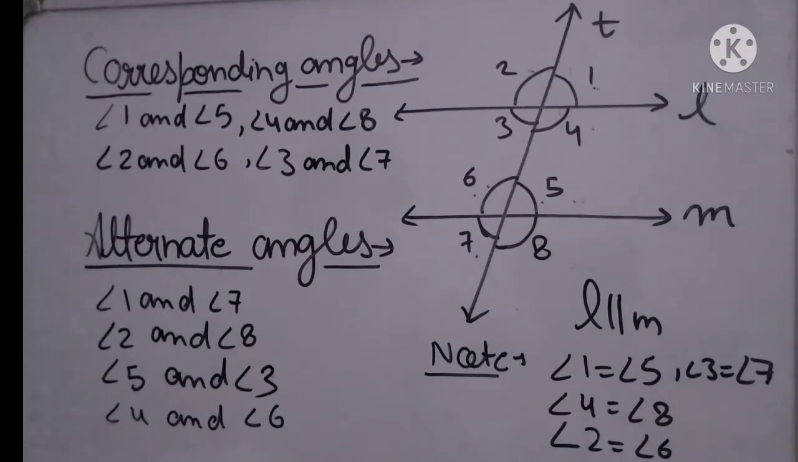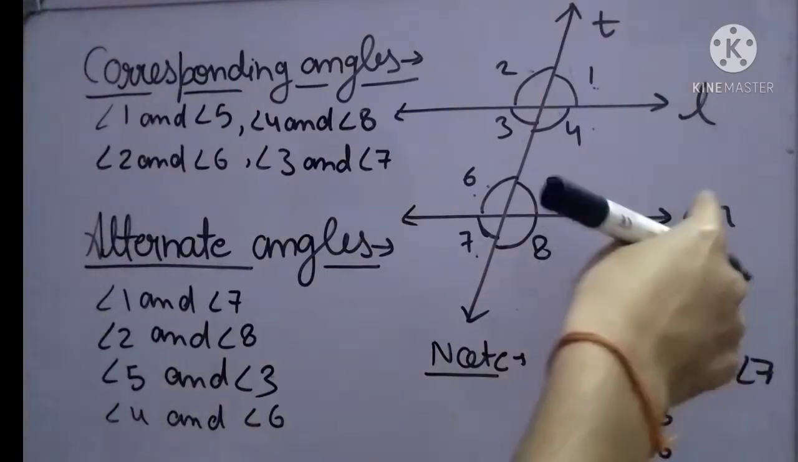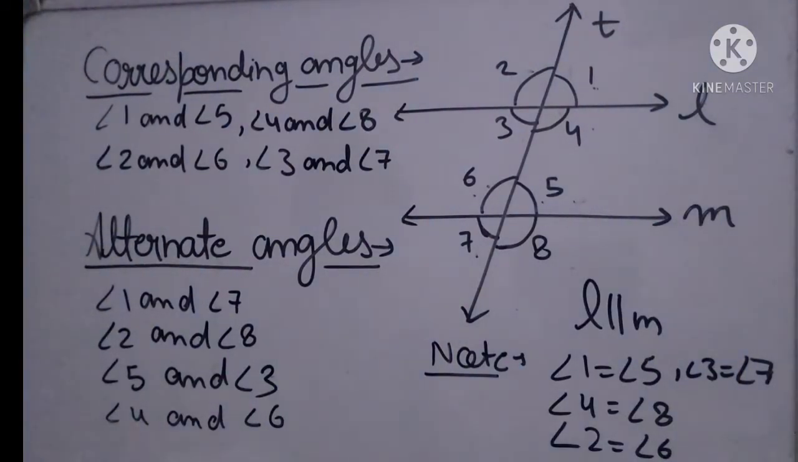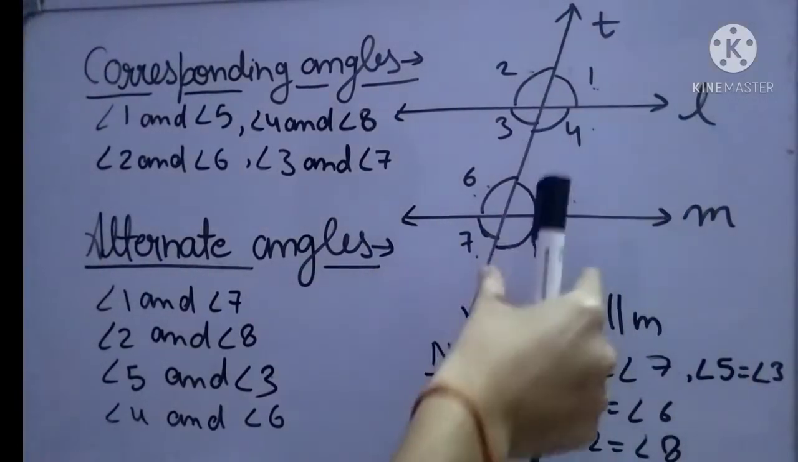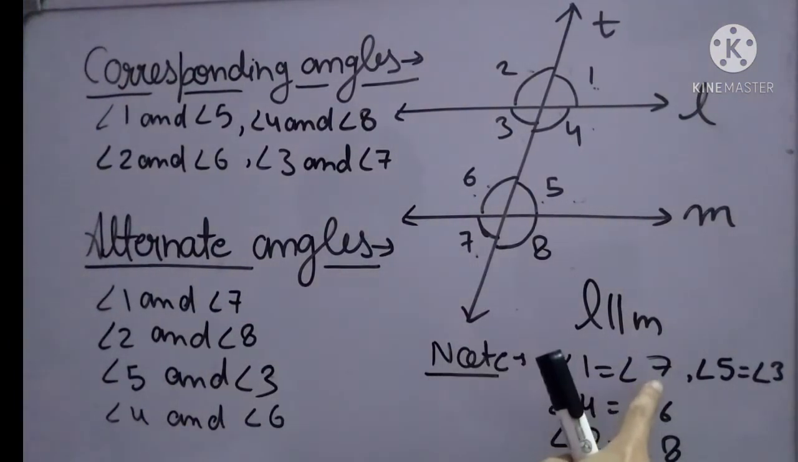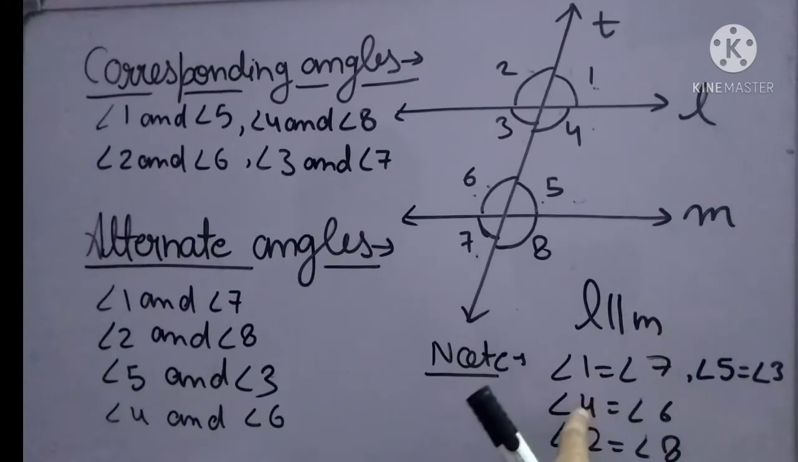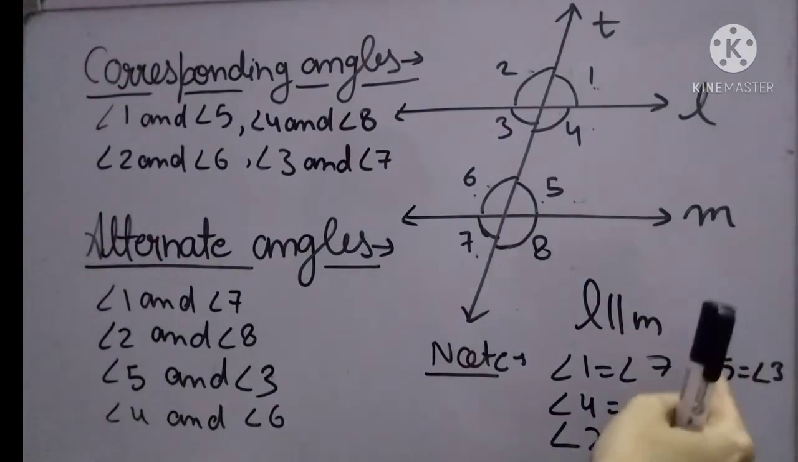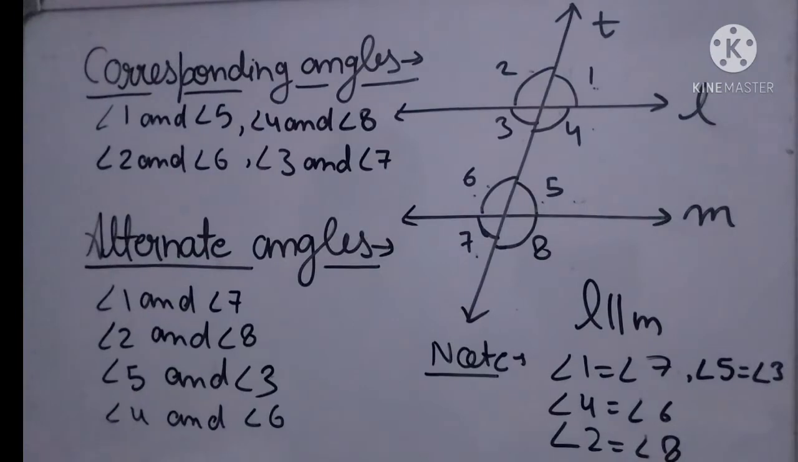Okay, similarly, if the lines are parallel, means line L is parallel to line M, then in this case these angles are also equal. If line L is parallel to line M, then alternate angles are equal to each other. Angle 7 equals angle 1, angle 4 equals angle 6, or we can say angle 6 equals angle 4, angle 2 equals angle 8 and angle 5 equals angle 3.